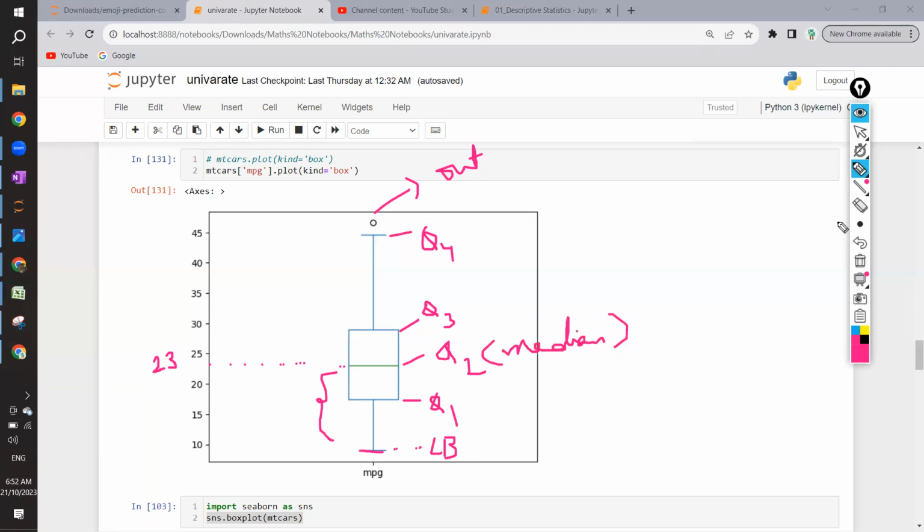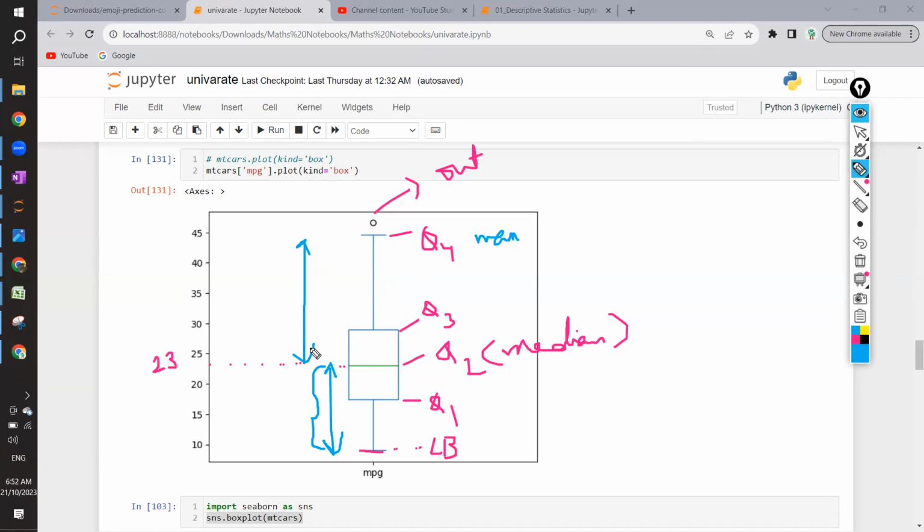If you see this length, guys, from the median till this lower bound, this length is shorter than this length, right? Again, from the median to Q4, this maximum value, the density over here is higher than here. That means the values are more closely packed here than here.